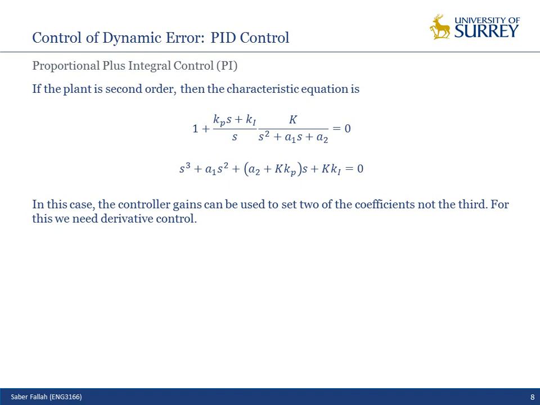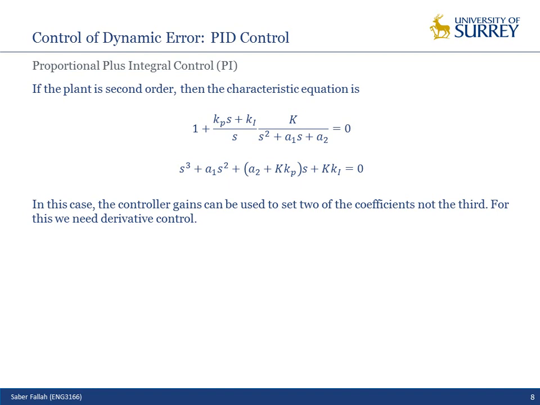It depends on what type of system, what order of system you have. If you have a first order system, maybe P or PI is enough. If you have a second order system, PI or PID is enough. If you have a higher order system, you need to simplify your system to at least a third order or second order system to see how the PID controller can improve the performance.